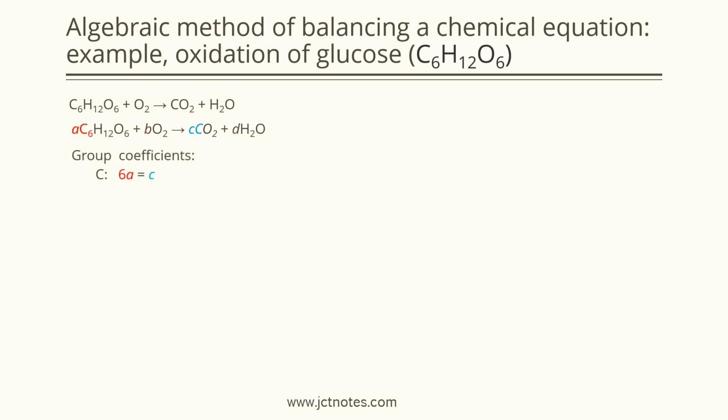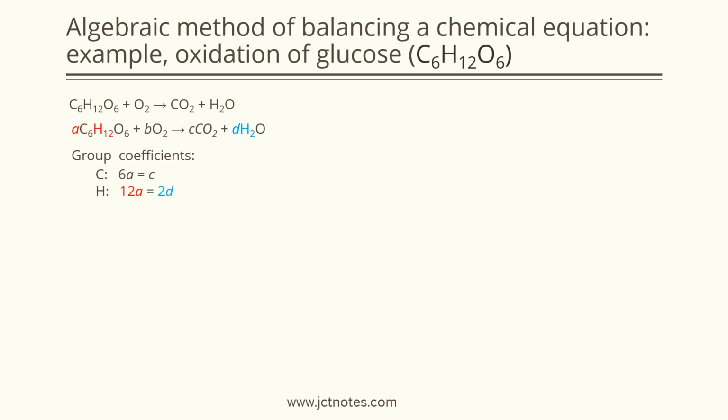Now, we group the coefficients by atoms. For the carbon, in the reagents, we have 6 atoms for each molecule of glucose. As we have A molecules of glucose, we have 6 times A atoms. In the products, we have 1 carbon for each molecule of carbon dioxide. As we have C molecules of carbon dioxide, we have C atoms of carbon. We made 6 times A equal to C.